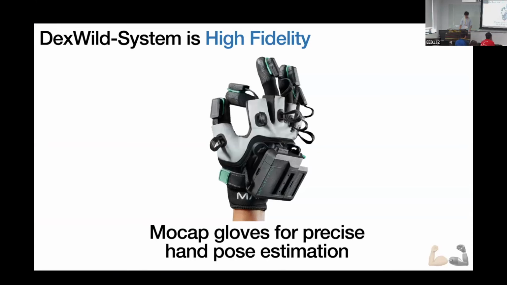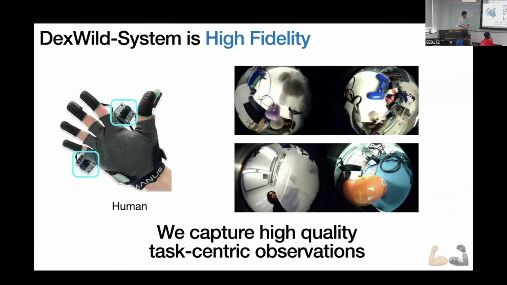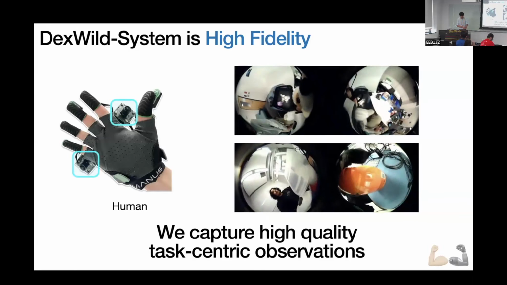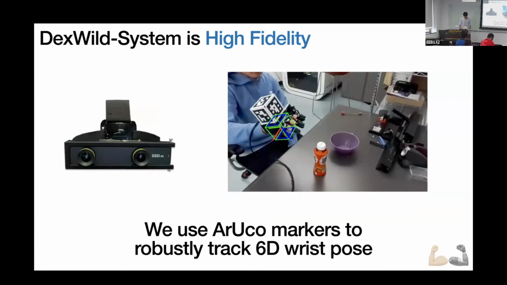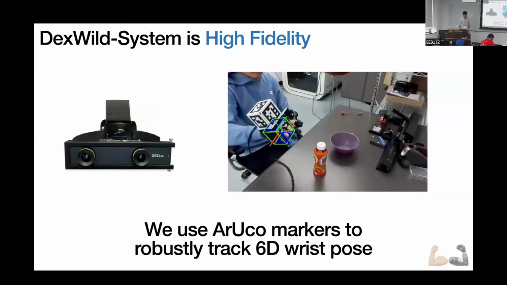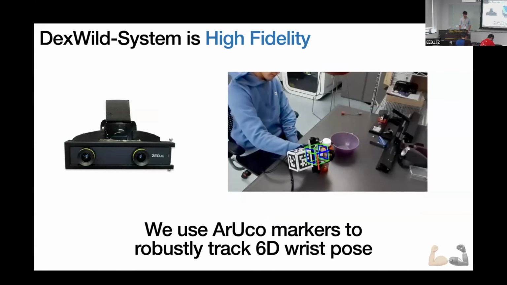So even though our system is extremely portable, we still want our data to be very high quality. So instead of using vision-based methods for hand pose estimation, we choose to use mocap gloves, which is robust to visual occlusion and provides the highest quality hand pose estimation. Then we capture high quality task-centric observations using wrist-mounted cameras. And then we use Aruco markers to track 3D wrist pose, which we found to be more reliable than other methods such as SLAM.